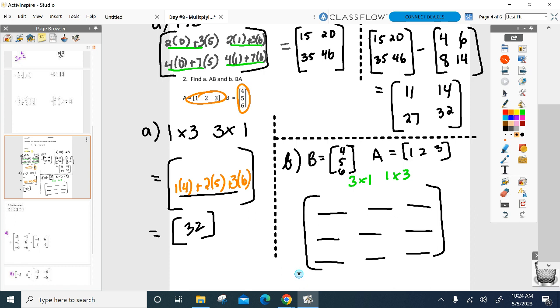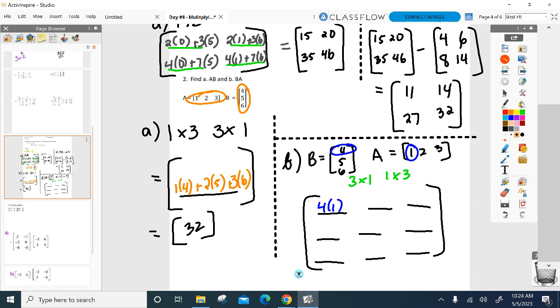All right, ready? How do I get all these 9 entries? Right? Row 4 times column 1. That's it. 4 times 1. There's nothing else to add in. Right? The row isn't any bigger. The column isn't any bigger.